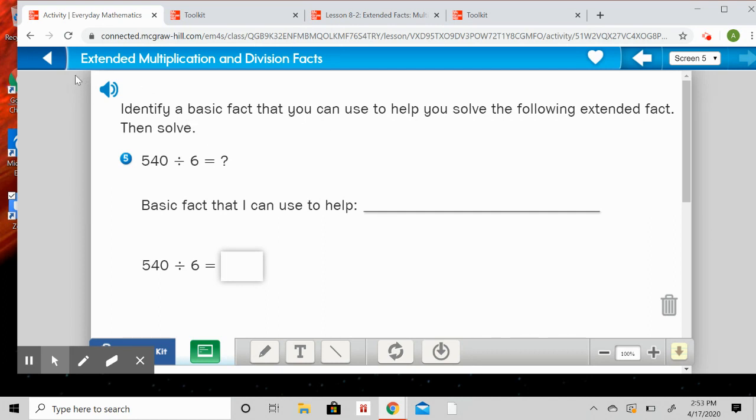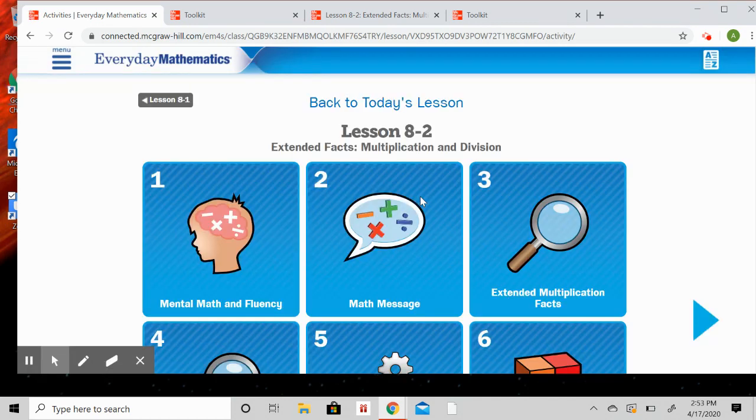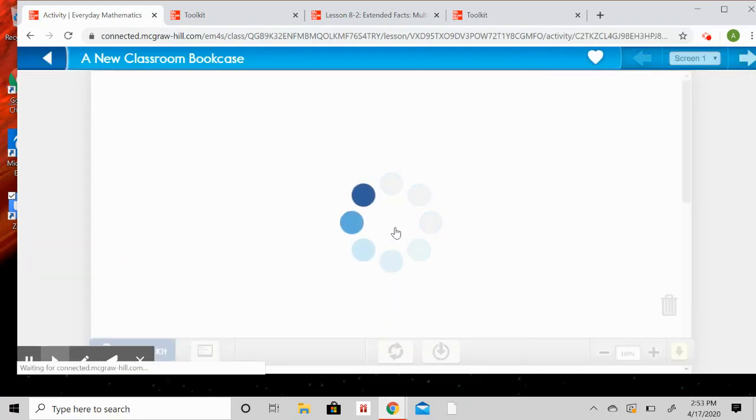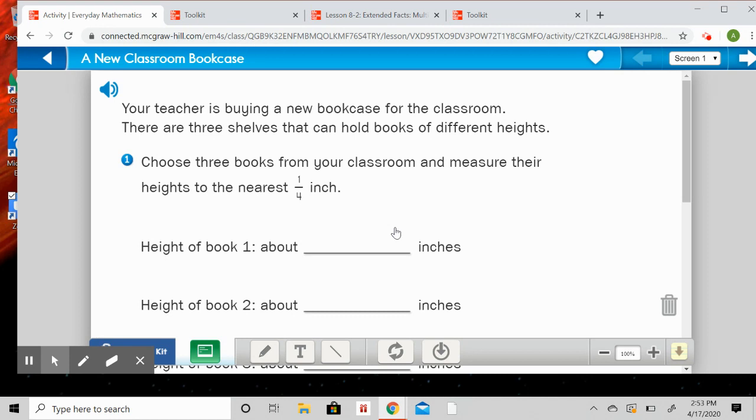Once you're done with this section, you're going to hit your back arrow. It says a new classroom bookcase. You're going to click on this. It says, listen carefully. A new classroom bookcase. Your teacher is buying a new bookcase for the classroom. There are 3 shelves that can hold books of different heights. 1. Choose 3 books from your classroom and measure their heights to the nearest 1/4 inch.